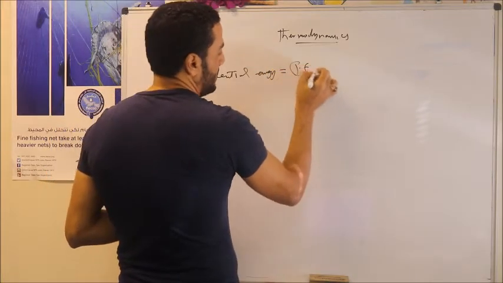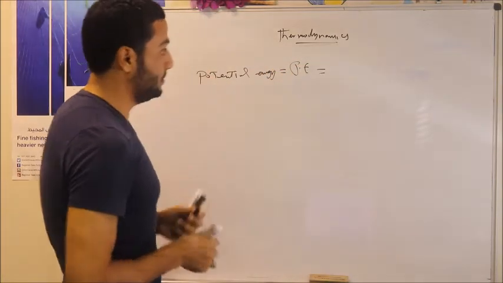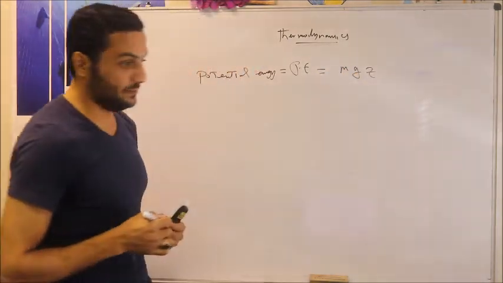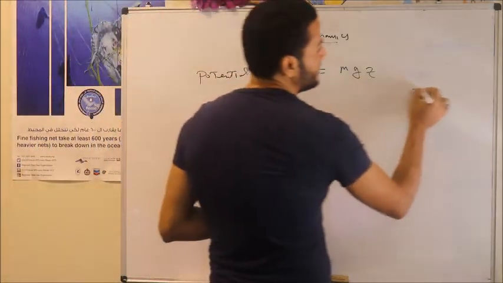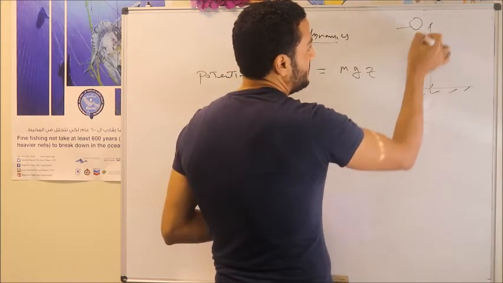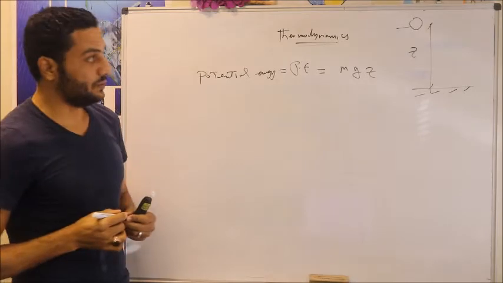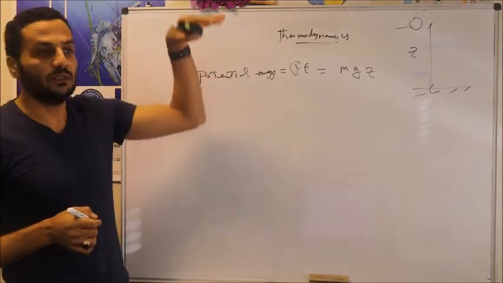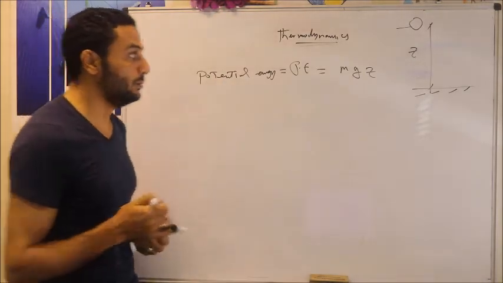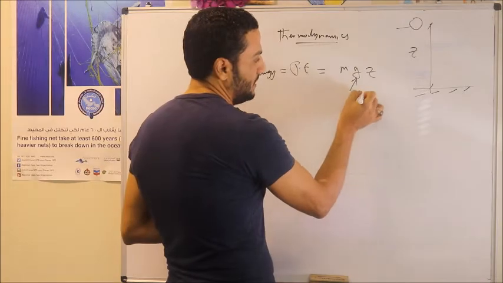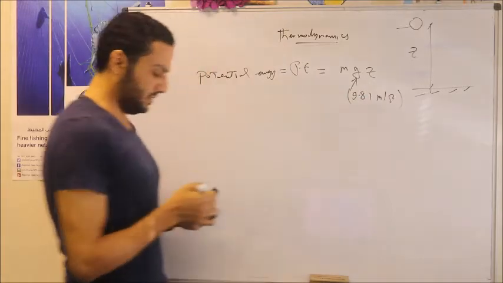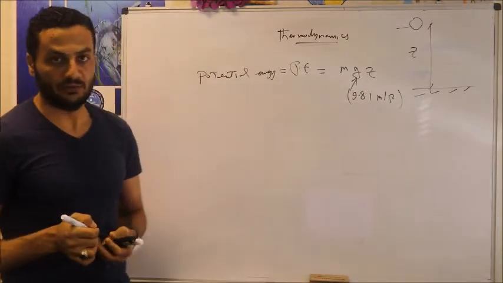By definition, the potential energy is equal to the mass multiplied by gravitational acceleration multiplied by the elevation. This elevation Z is usually with respect to sea level. So when any body exists at a certain height, it has its own potential energy equal to mass multiplied by g, which is gravitational acceleration, 9.81 meters per second squared. If not given in any problem, you have to keep this value in mind.